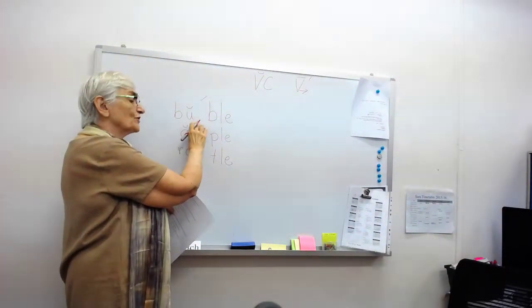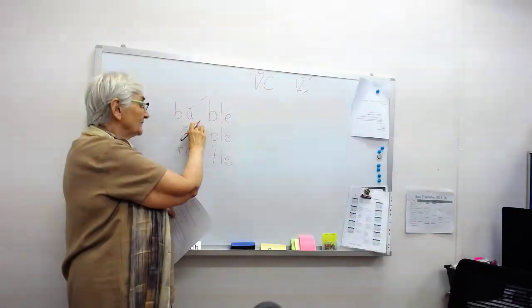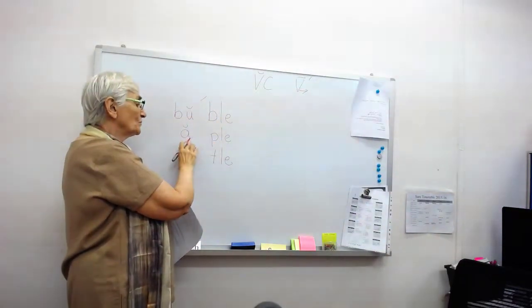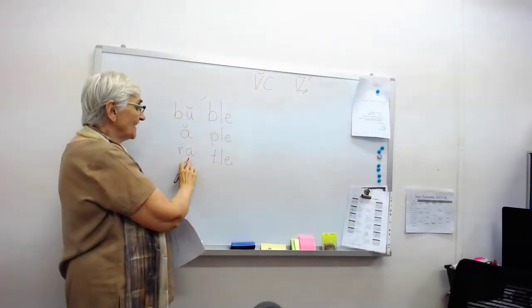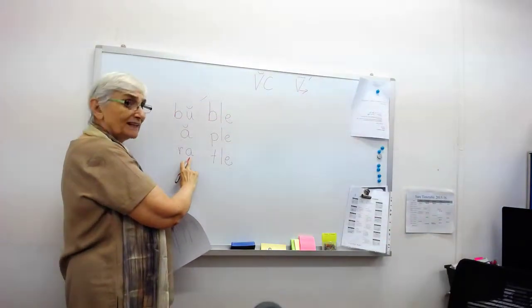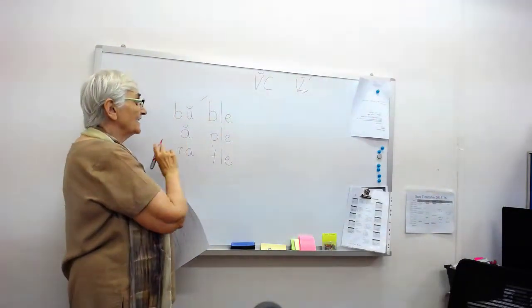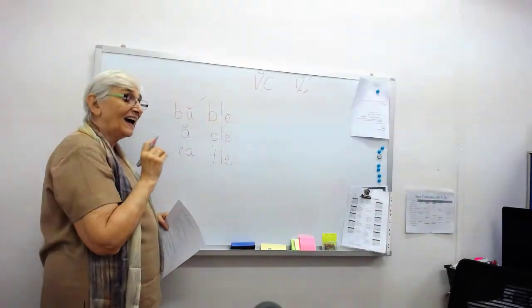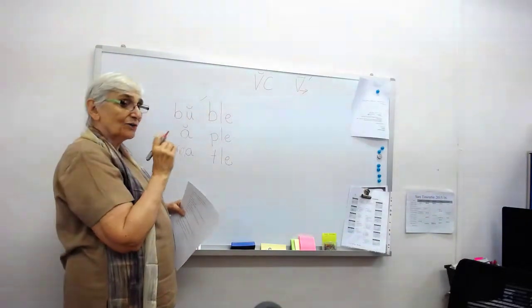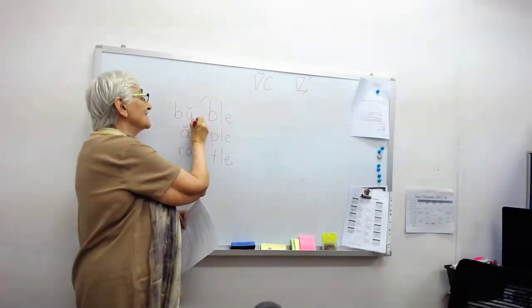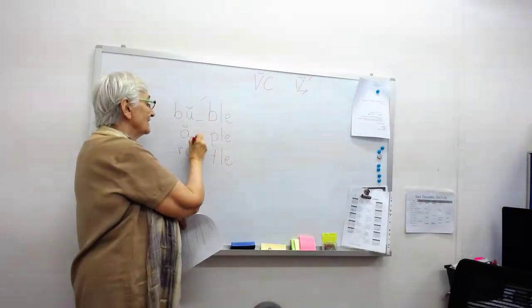And if that were true, this word would be bugle. And if this were true, this would be apple. And if that were true, this would be raffle. All right. So how do we know to get a consonant to go right here?